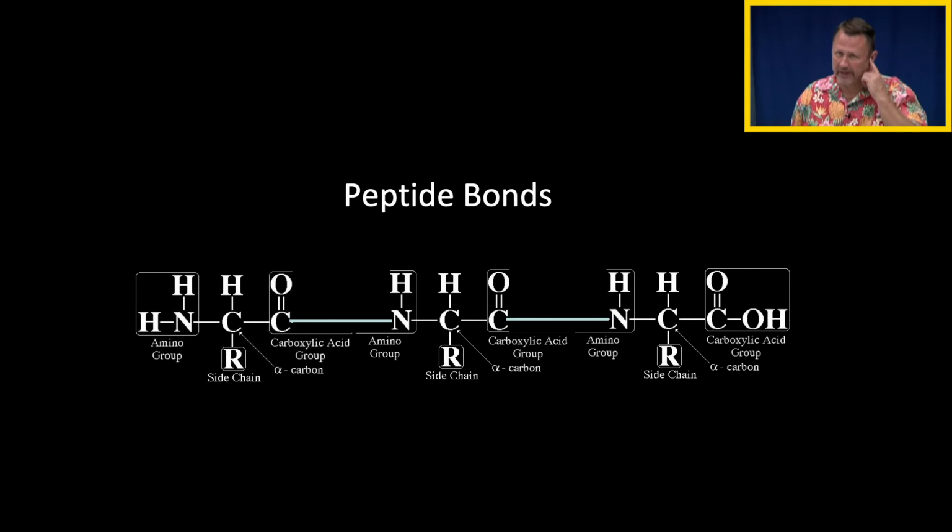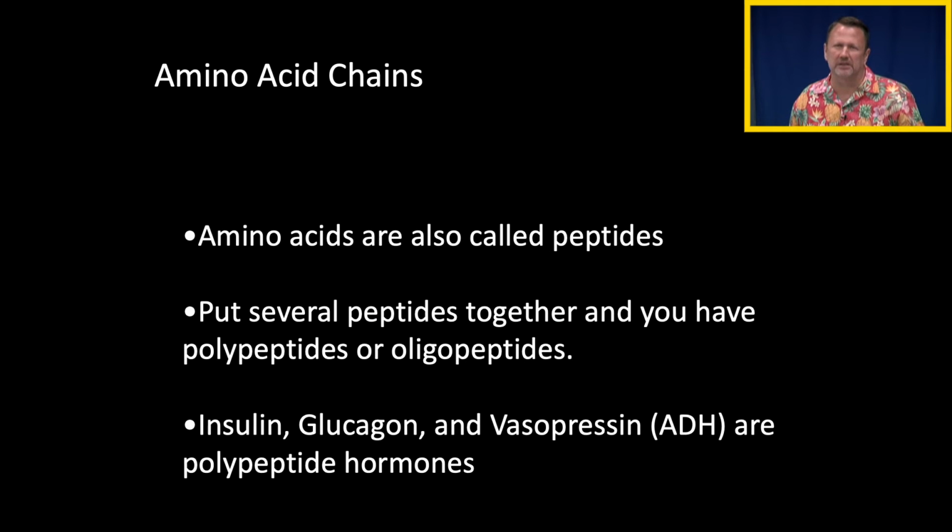All right, so now we have these peptide bonds. We can start making chains of amino acids. So amino acids are also called peptides. If you put several peptides together, you'll have polypeptides. Oligo means little or short, and so oligopeptides are short chains of amino acids. And so we'll talk about insulin and glucagon and vasopressin, the same thing as antidiuretic hormone. They are quite simply polypeptide hormones. We could consider them oligopeptide hormones. And so small amino acid chains can make these hormones and drugs, but it's very long amino acid chains that actually form proteins.